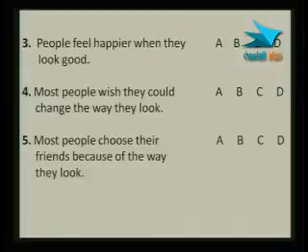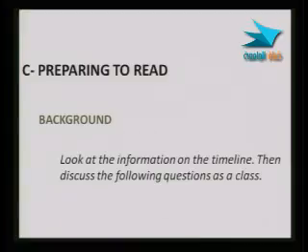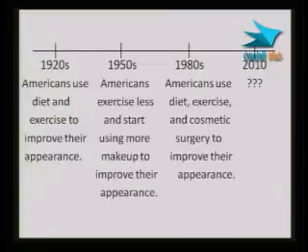Therefore, we'll just go to the next exercise, which is preparing to read. We have background. Look at the information on the timeline, then discuss the following questions as a class. So we have the diagram here. 1920s, Americans used diet and exercises to improve their appearance.